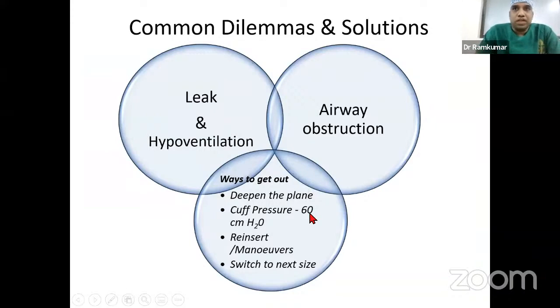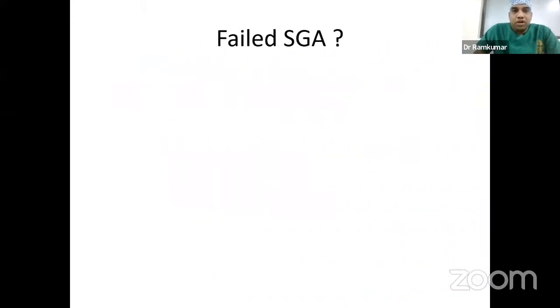If the cuff pressure is too high, the cuff can enlarge or swell and can cause displacement. And if nothing works, you remove and reinsert the next possible, higher or smaller device, or you can do maneuvers, which I'm going to show now. And if nothing works at all, then you have to call it a failed SGA.